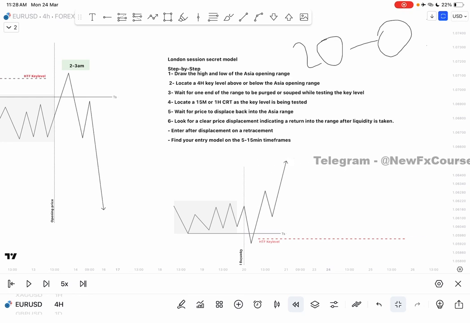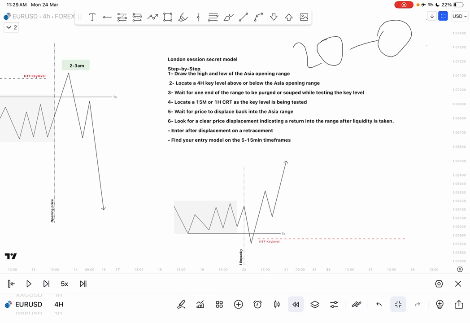Locate a 4-hour key level above or below the opening range. Wait for one end of the range to be purged or swept while testing a key level. Locate a 5-minute or 4-hour CRT as the key level is being tested.